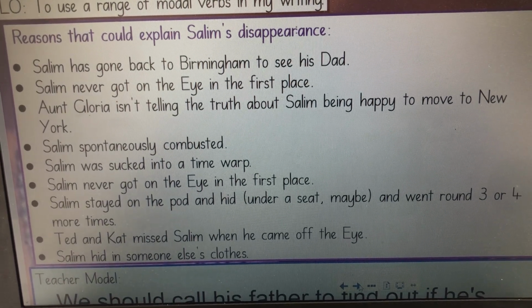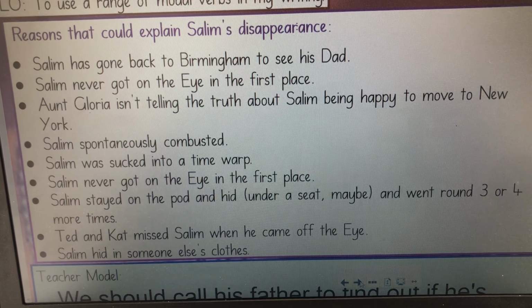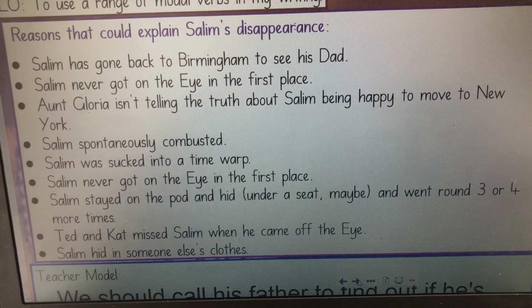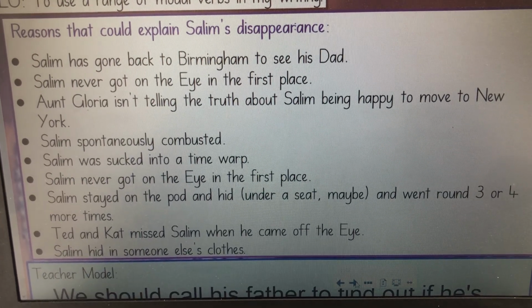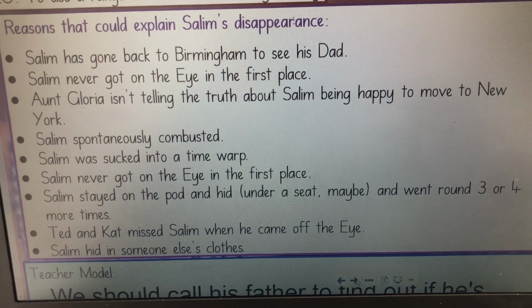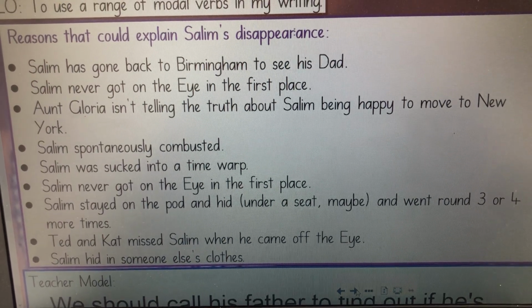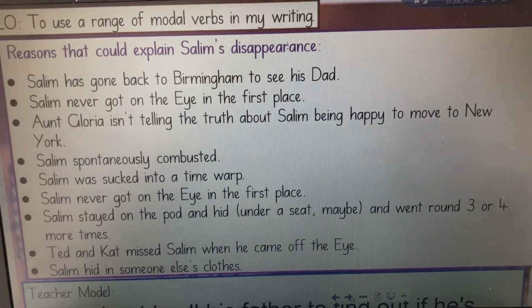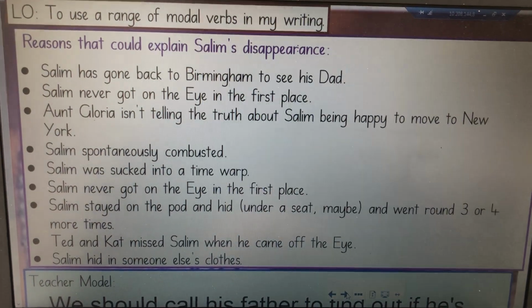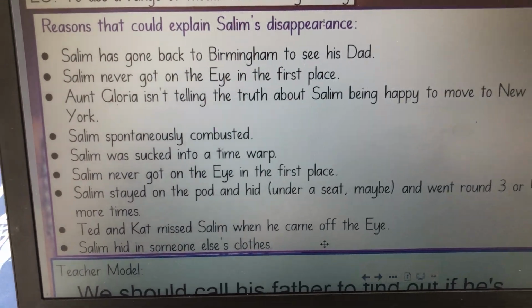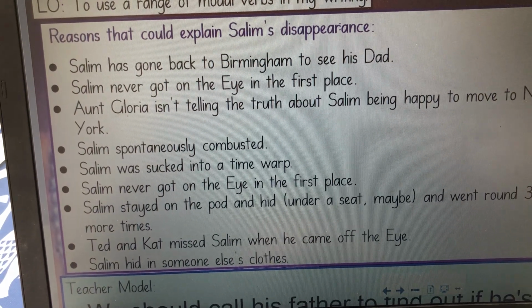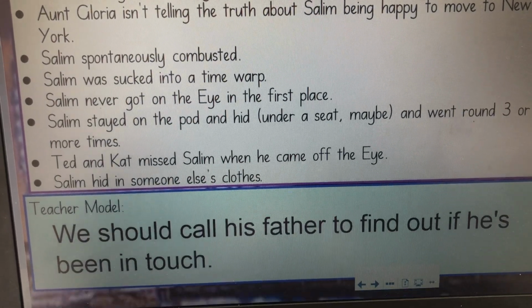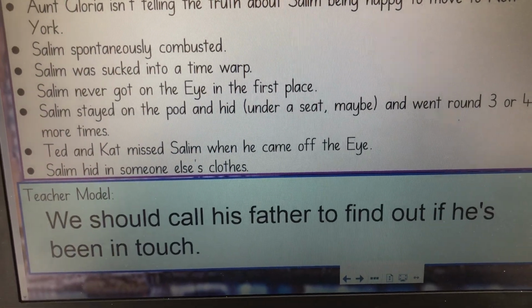Perhaps Salim never got on the Eye in the first place. Or Salim stayed on the pod and hid, under a seat maybe, and went round 3 or 4 more times. Another idea was that Ted and Kat might have missed Salim when he came off the Eye, or that Salim hid in someone else's clothes. Okay, and you can see that what I've done is I've taken one of those examples. So I've looked at the first one, Salim has gone back to Birmingham to see his dad, and I have made a sentence using a modal verb to indicate the possibility of that happening.